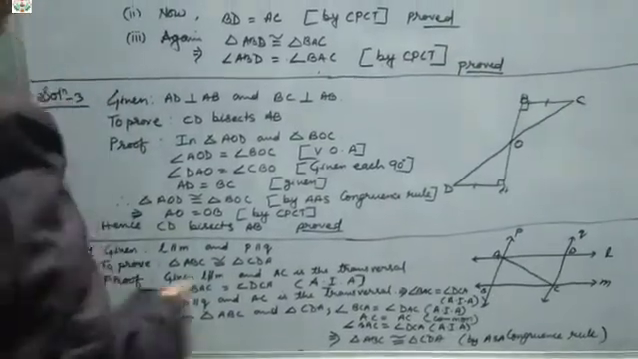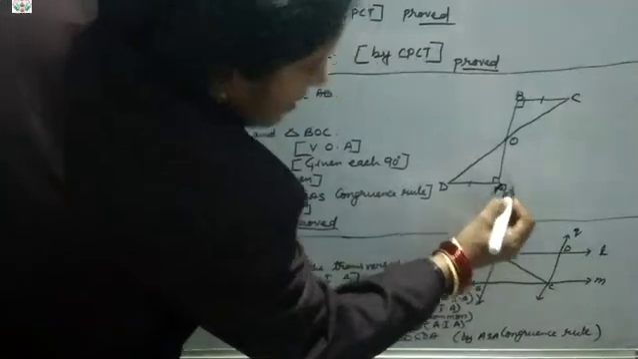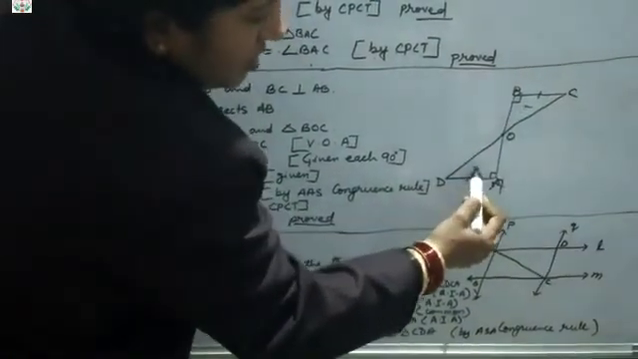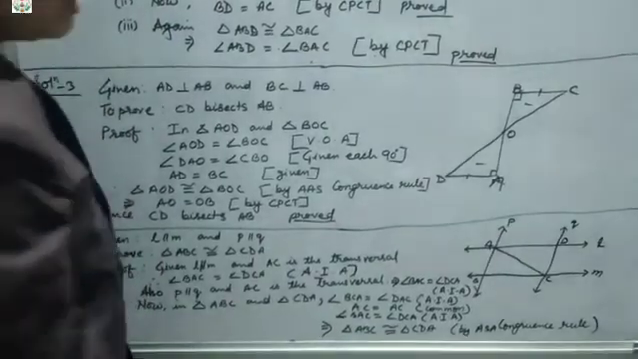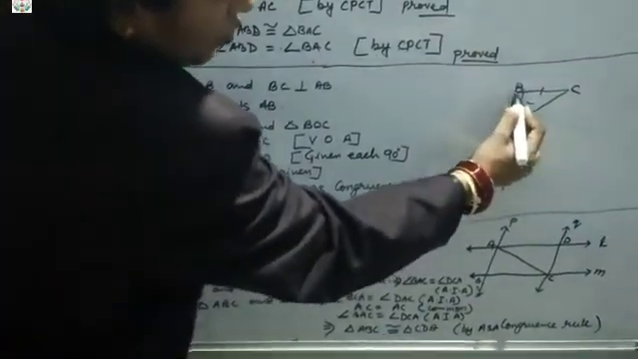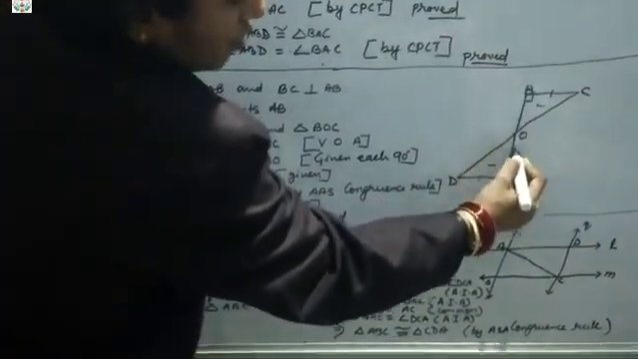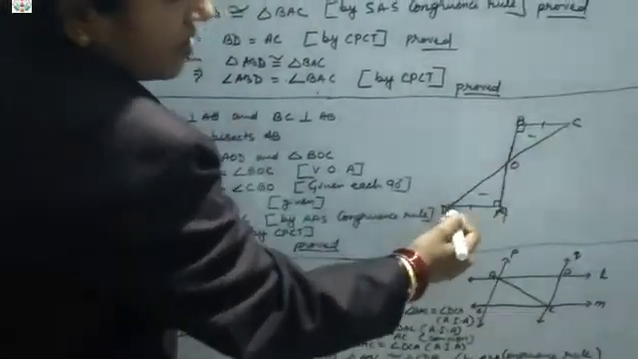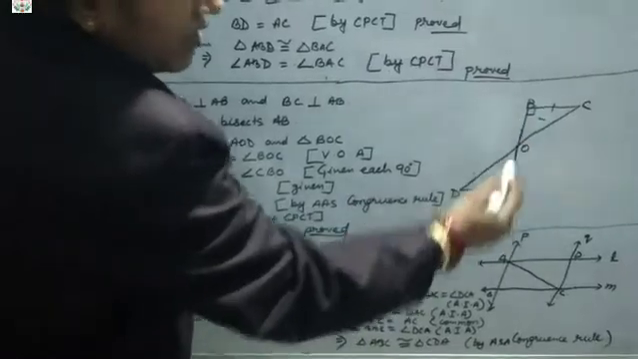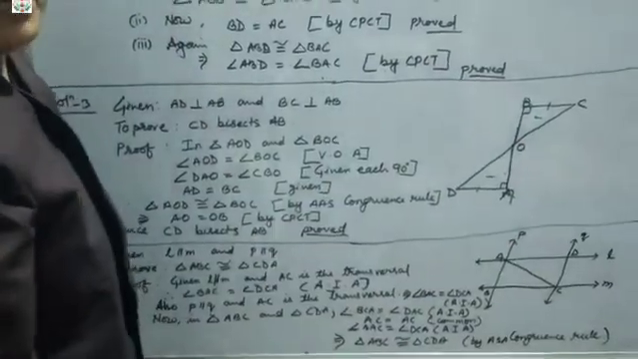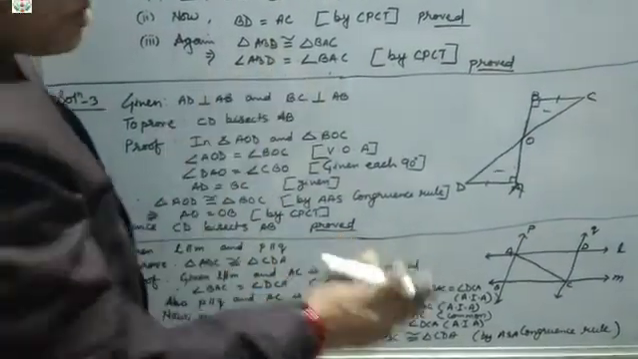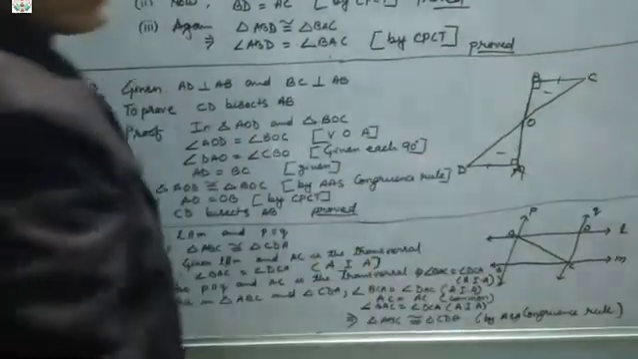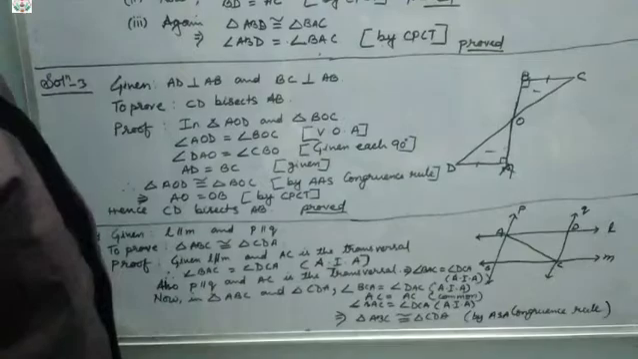So you have to prove that this part is equal to this part. Okay? Now this is A and this is B. So you have to prove first that this triangle is congruent to this, and then you have to show that this is equal to this. If it is equal, what does it mean? This particular CD bisects AB. Bisect means equal halves. So if CD bisects AB, this will be equal to this. You have to prove it. Clear?